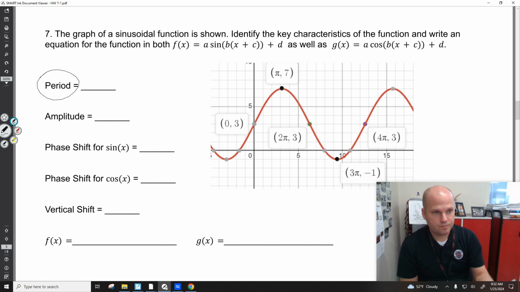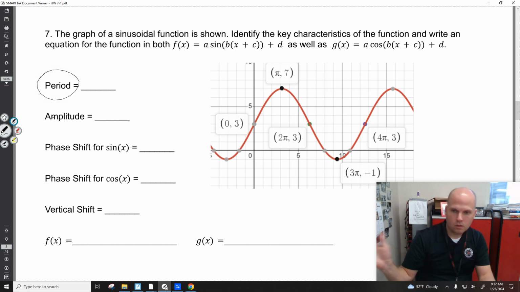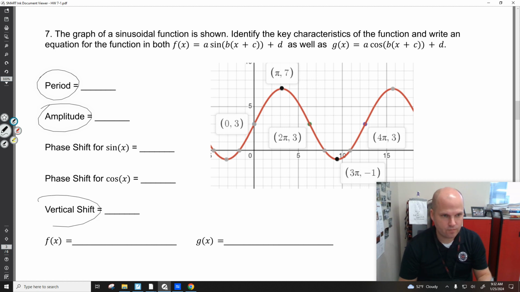The period, always going to be the same for both graphs. Amplitude, always going to be the same for both graphs. Vertical shift, always going to be the same for both graphs. So, I don't know, let's start with our vertical shift. It's easy to see. I have this middle y equals 3. All right, that's a vertical shift. That's a vertical translation. That's going to be d. Cool. For both graphs. Period.